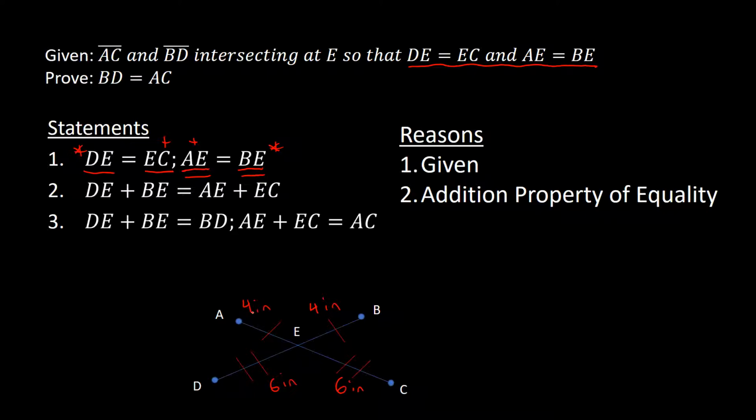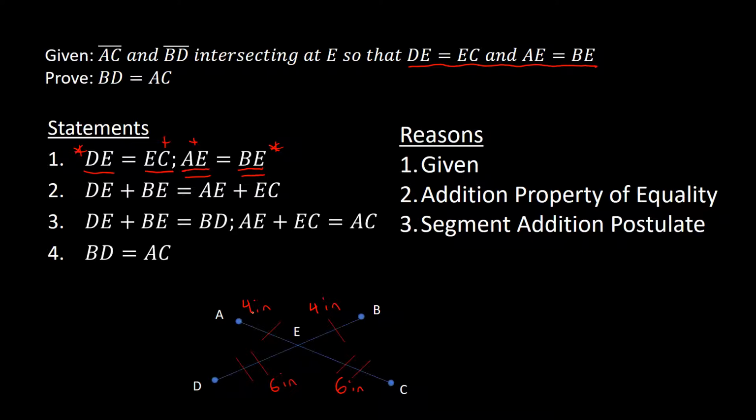Now the property that says I can do that would be your segment addition postulate. So it's a postulate, not a property in this case. We can do that because the segment addition postulate says I can add the two smaller segments together to equal the bigger segment. And now we're almost done. The last step is that we can conclude that BD would equal AC.